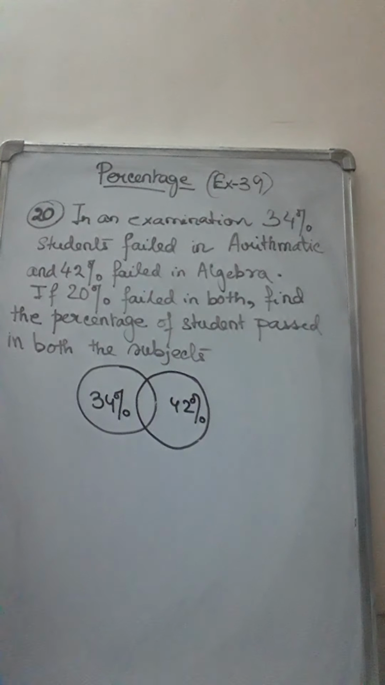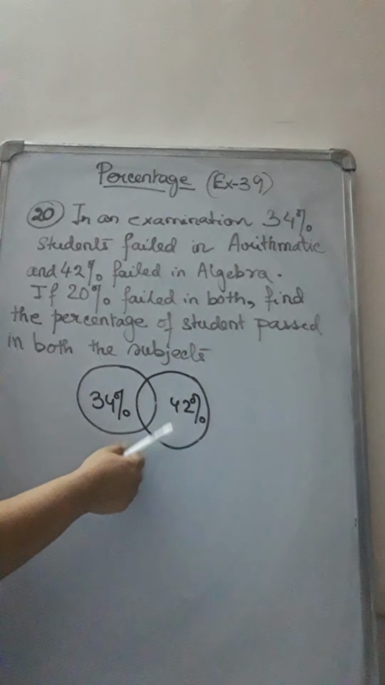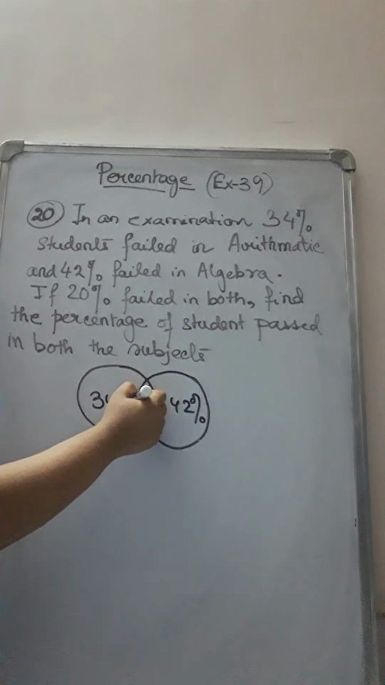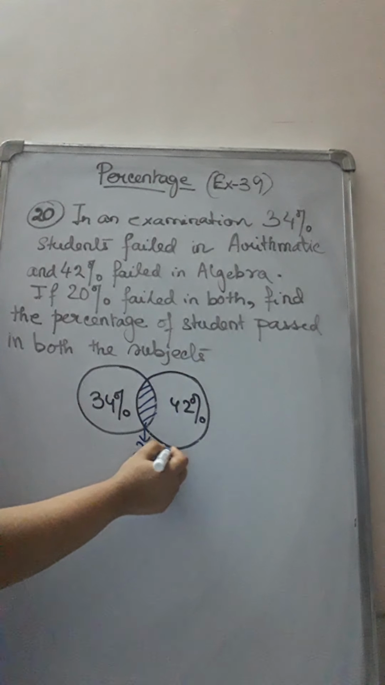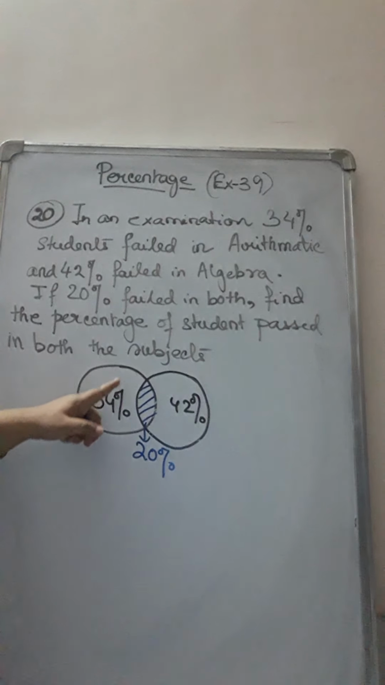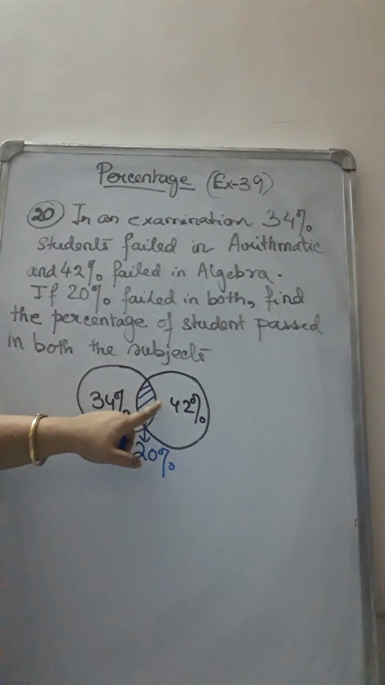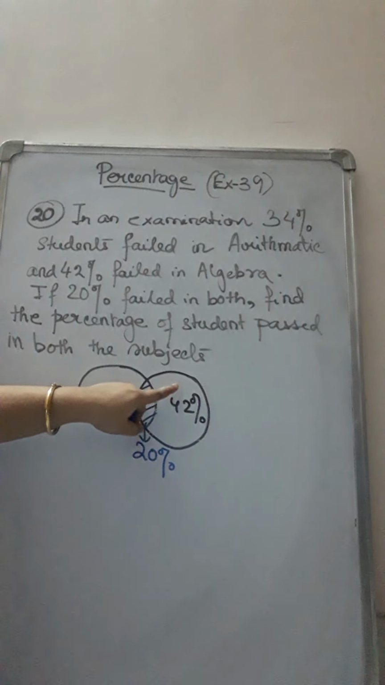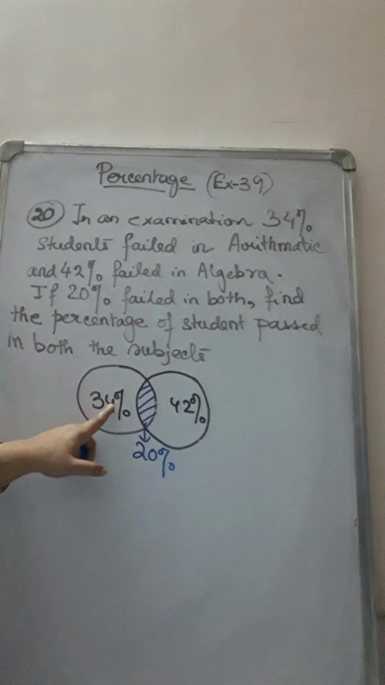And students who have failed both in arith and algebra means they have failed in arith as well as in algebra, means they are in the common portion. Now this is equal to 20%. See, if you see the circle, this is the arithmetic part and this is the circle representing algebra. So this is the common portion that falls in both these circles. So these are representing the students who have failed in both the subject.